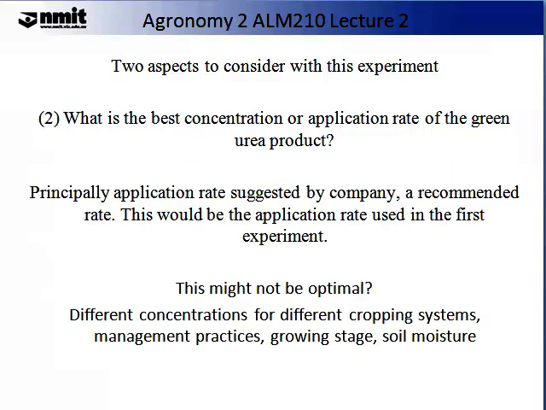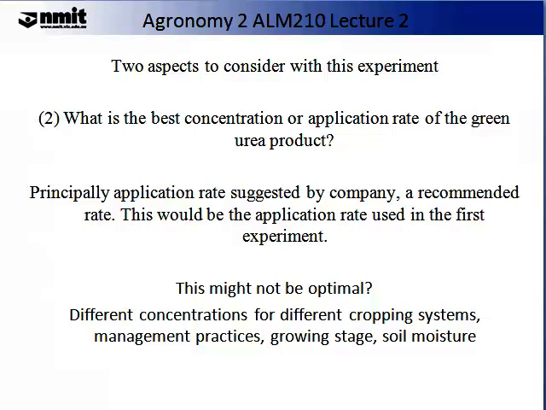The second very important aspect that we have to consider with such an experiment is what is the best concentration or application rate of the product we are going to test, the green urea. Principally, the application rate is suggested by the company that produces the product. This is called a recommended rate. This would be the application rate that we use in the first experiment.